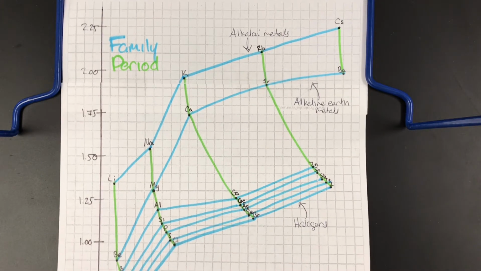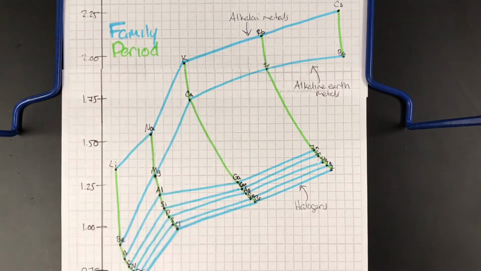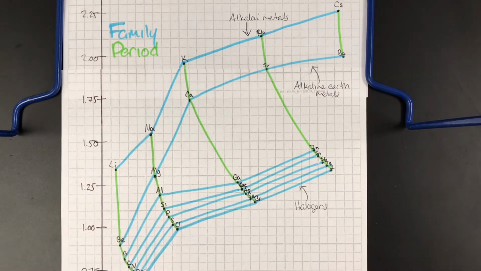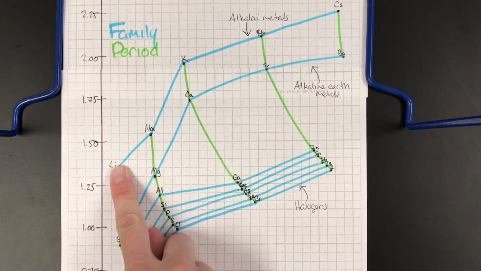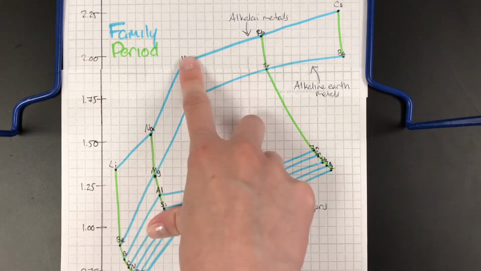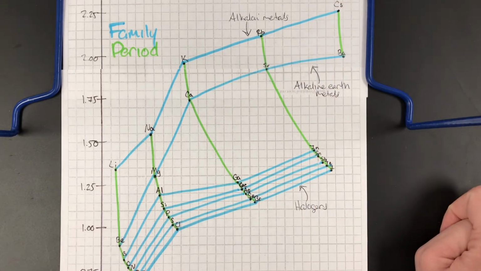Now, let's look at the alkali metals then. Remember that the y-axis is the radius, so that's how we're measuring the size. So as you go down the family, from lithium to sodium, potassium, rubidium, cesium, what happens to the size of the atom or the radius? It gets bigger. So as you go down the family, the radius or the size gets bigger.